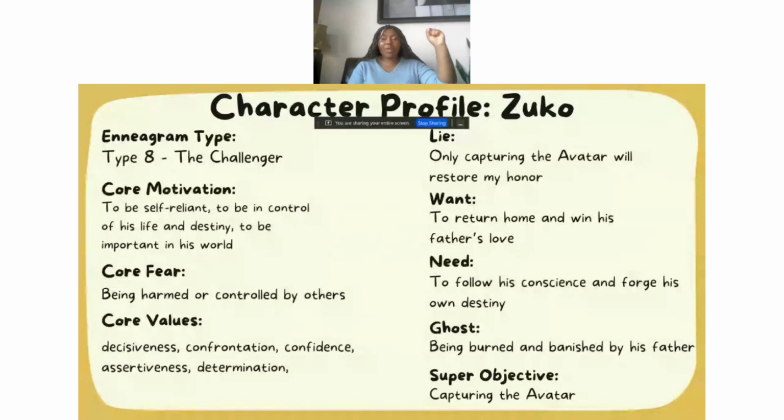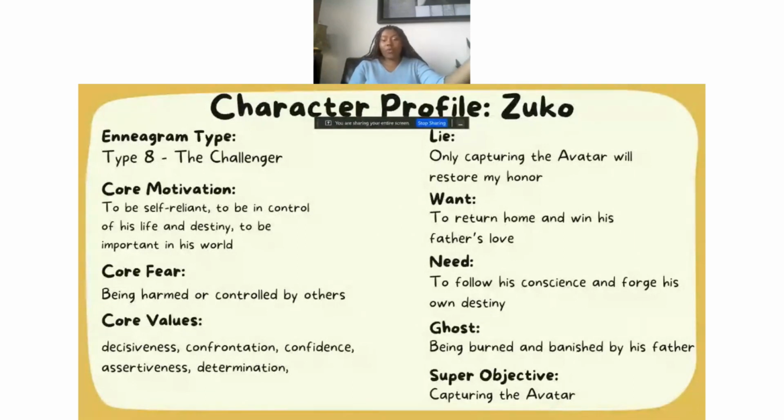His lie is that only capturing the Avatar, which is the world's only hope for peace, will restore his honor. So he's really big on honor, and he thinks only capturing the Avatar will be able to redeem him. His want is to return home and win his father's love. His need is to follow his conscience and forge his own destiny. Notice how the need here is the opposite of the lie. His lie is that only capturing the Avatar will restore his honor, but his need is that he actually needs to follow his conscience and then basically restore his own honor.